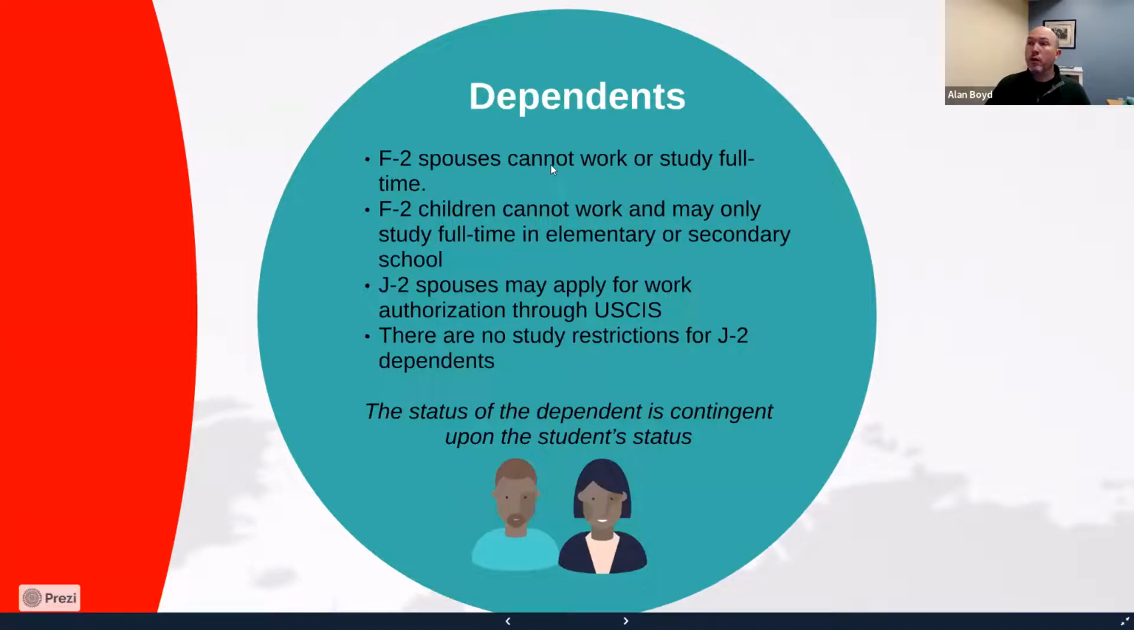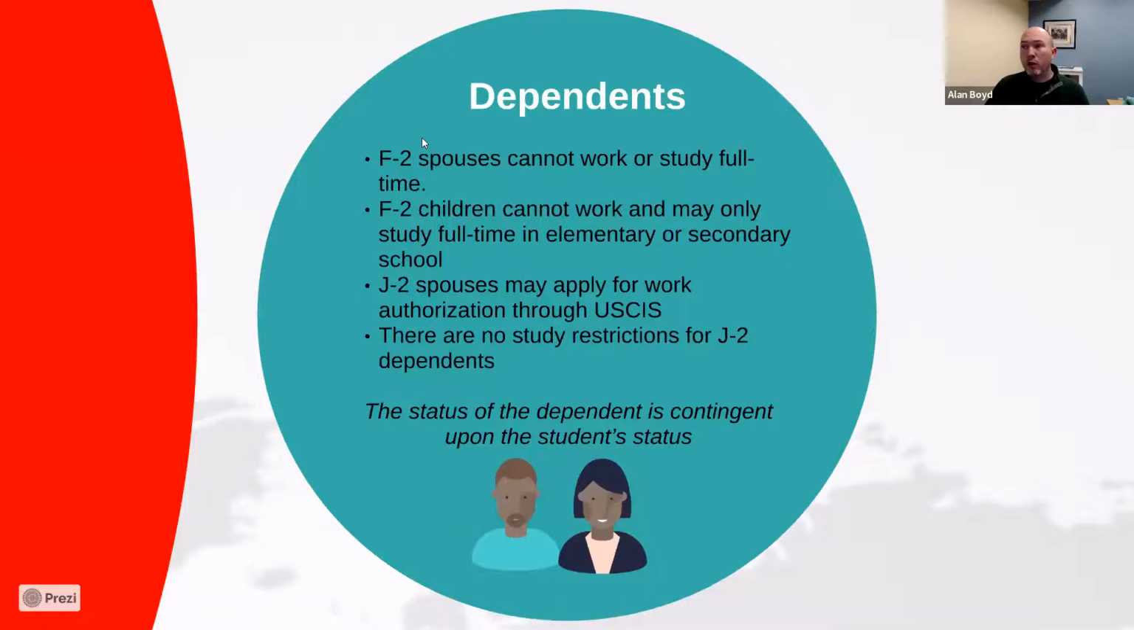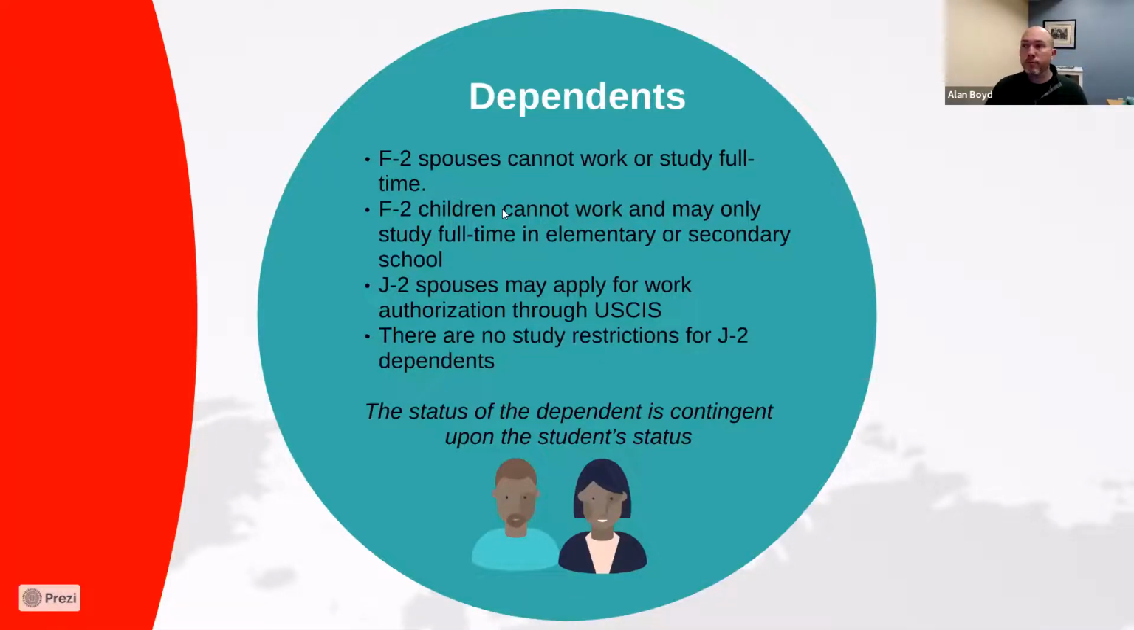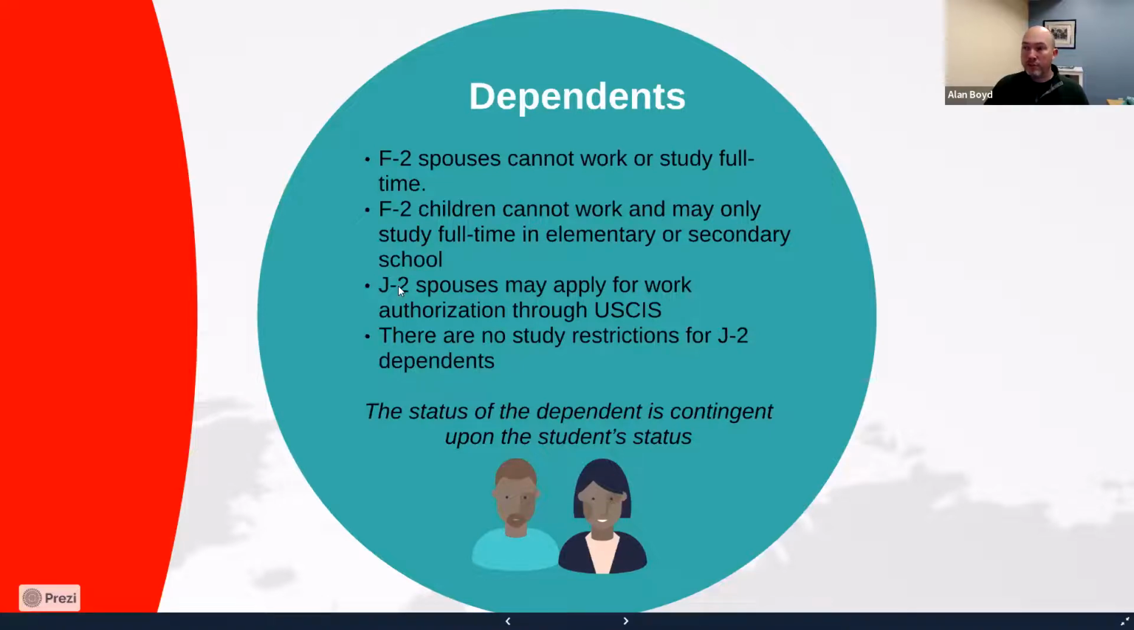Some other things to think about are that if your spouse has an F-2 visa, they may not work or study at the university level. There are some exceptions. And also children cannot work or study at a university, but they may go to a public elementary school or high school. If you have a J-1 visa, then your spouse who has a J-2 may work in the USA. They have to apply for that process, and also they may study. So there are a little more benefits for the J-2 visa holders.